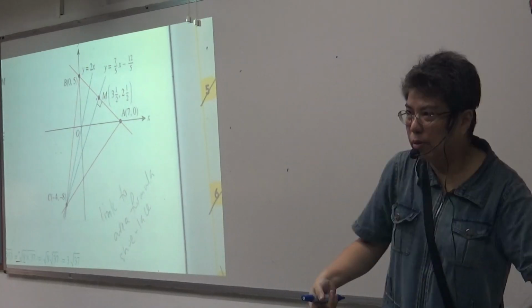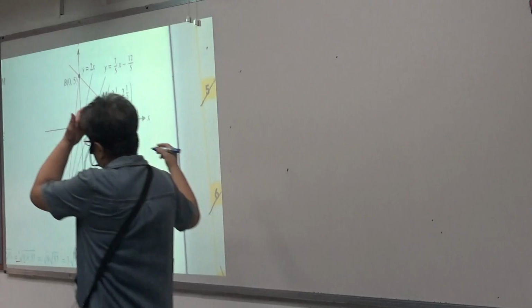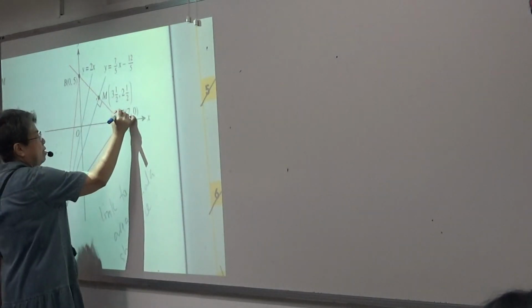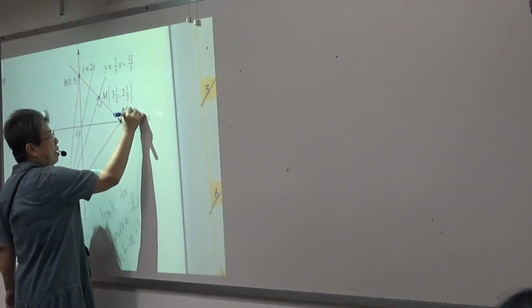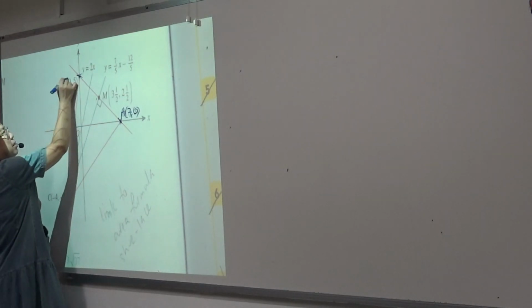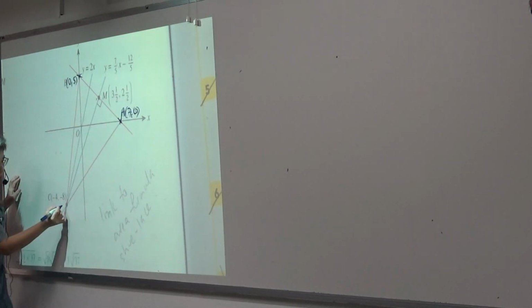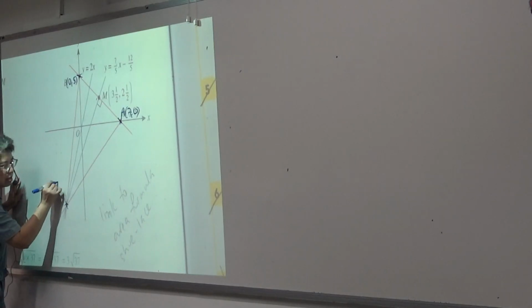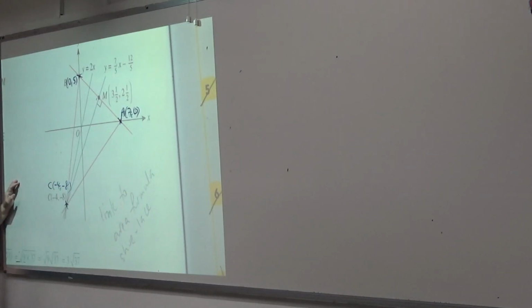Can all of you look at the box now? I know this point is A and it's 7, 0, right? This point is B and it's 0, 5. This point is C and is negative 4, negative 8. These are the three vertices of the triangle.